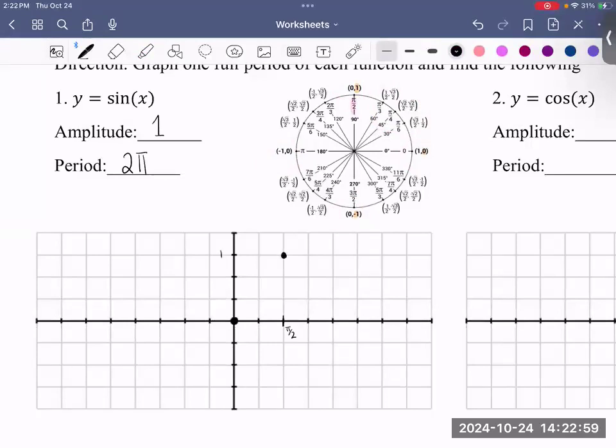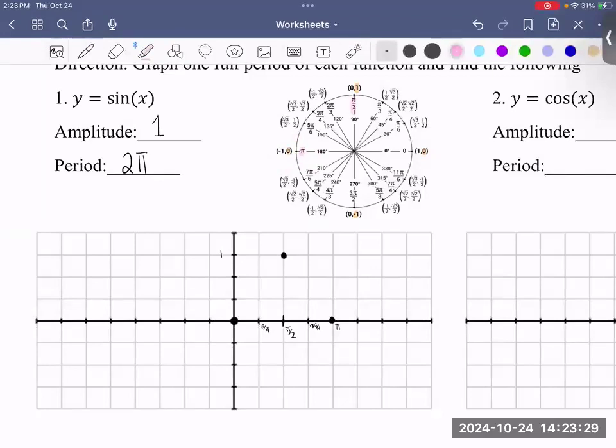And then at our next most important point, we're going to go all the way back to 0 here at pi. So your next value here is pi. Let's say these are increments of pi over 4, 2 pi over 4, 3 pi over 4, 4 pi over 4. And then we're back at pi here at 0.